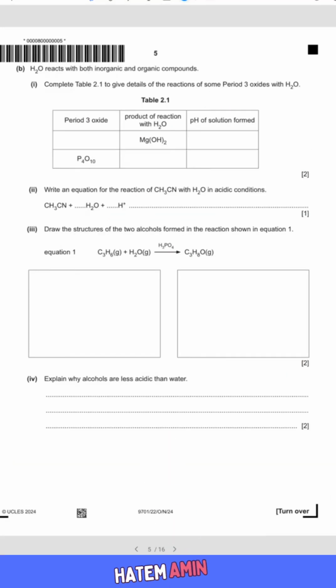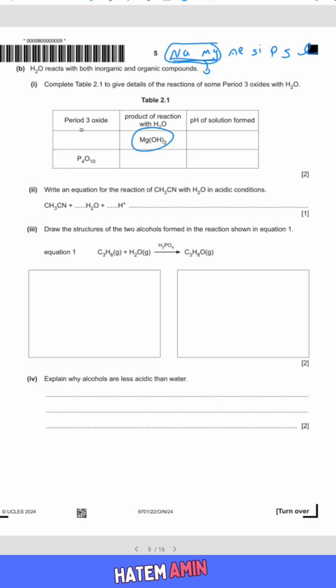The question B is about water and the reaction of water with the period 3 oxides. As we know, period 3 has metals and non-metals, and between metal and non-metal we have aluminium. Aluminium is an amphoteric oxide. So in period 3, we have sodium, magnesium, then aluminium, then after aluminium, silicon, phosphorus, sulfur, and chlorine. The first two are metals. So oxides of metals give us a basic solution. If it reacted with water, it should give us a base.